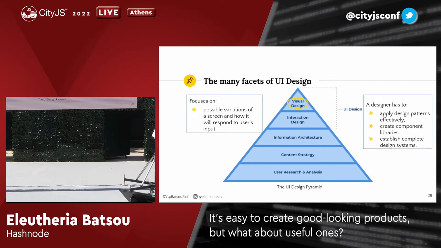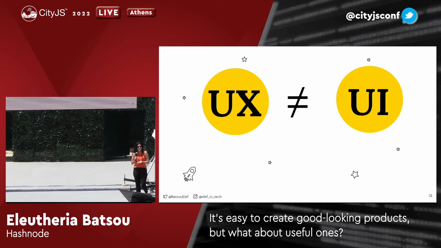And then in the visual design, he has to make sure, and he has to focus on possible variations of a screen and how it will respond to different inputs. And a UI designer has to apply design patterns effectively, create component libraries, etc. Okay, and now at this point, I hope that we have understood what UI is. And we talked about UX a bit earlier. Now we talked about UI.